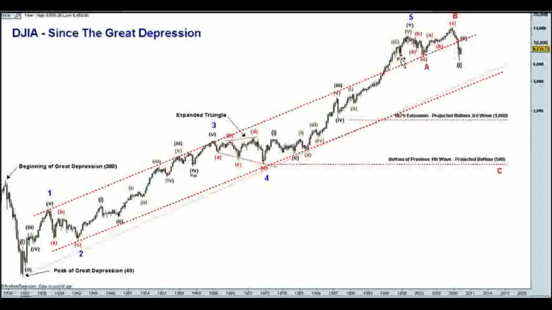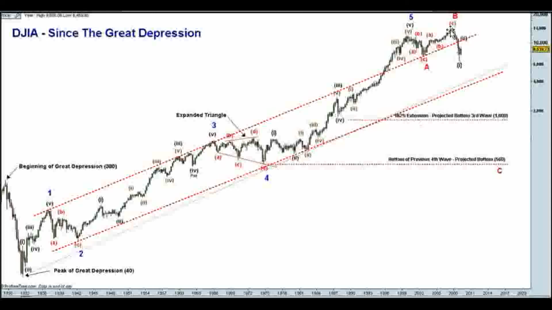Now, could it have ended here? Yeah. But we're still in the channel. For this to work out, this correction has to come down out of the channel and must terminate somewhere in this area. Now, here's a 4th wave over here. That's at 1600. There's another 4th wave, which is the previous 4th wave for this entire move, which is around 560. If I'm not mistaken, that's where Robert Prechter has projected this move to go as well.